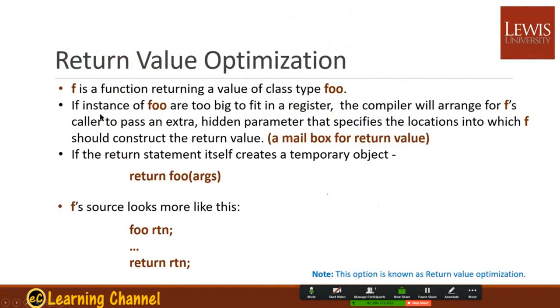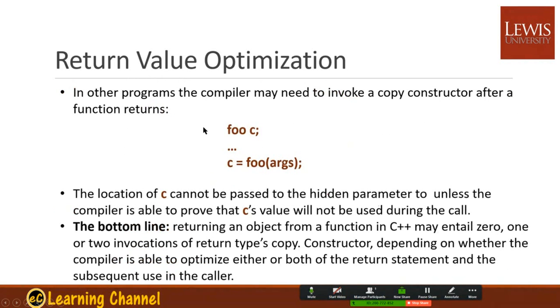Return value optimization. If the return value is not a simple address or simple number, you may have a structure that you need to return. And in that case, your return value needs to be optimized. So in return value optimization, the compiler may need to invoke a copy constructor. So this is a copy constructor. The allocation of C can be passed as a hidden parameter unless the compiler is able to prove that C's value will not be used during the call.